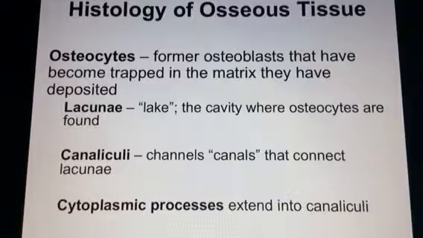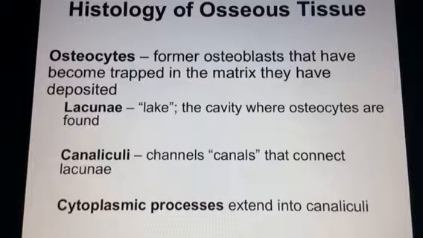Osteocytes, to me, that's the mature bone cell. So cyte means cell. That one's easy for me to remember. That's a former osteoblast that has become trapped in the matrix that it has deposited. So I remember osteocytes as the mature bone cell, and maybe you could remember osteoblast, B comes before C, so the osteoblast comes before the osteocyte.